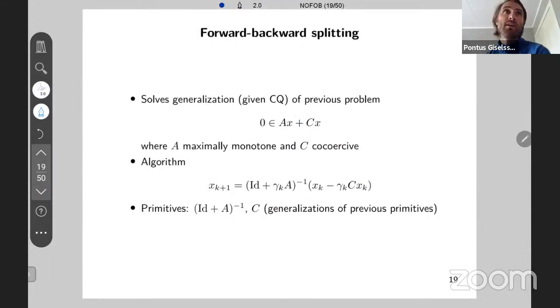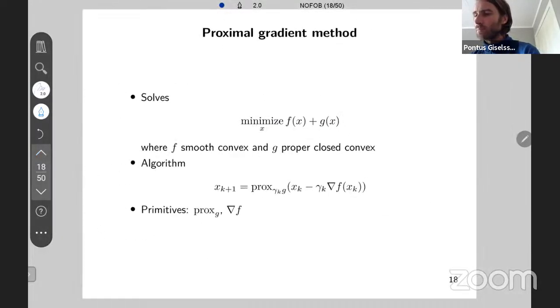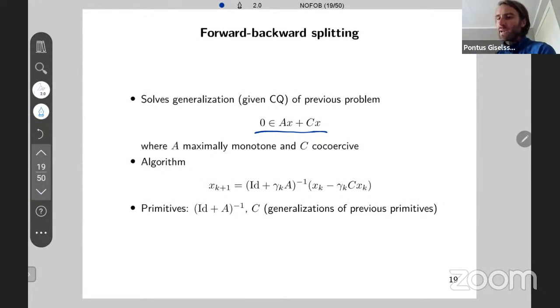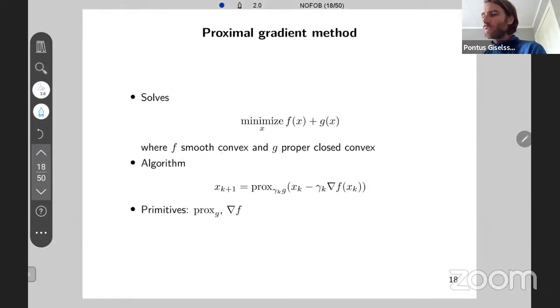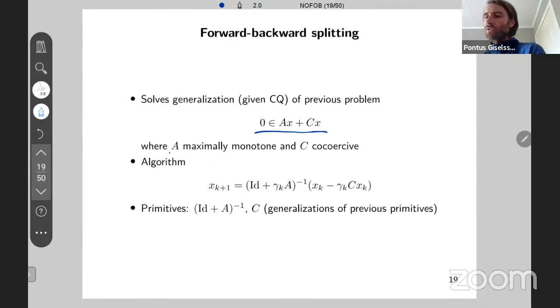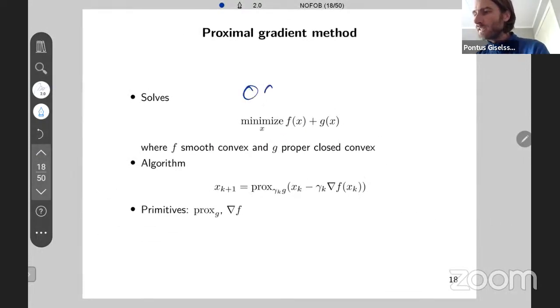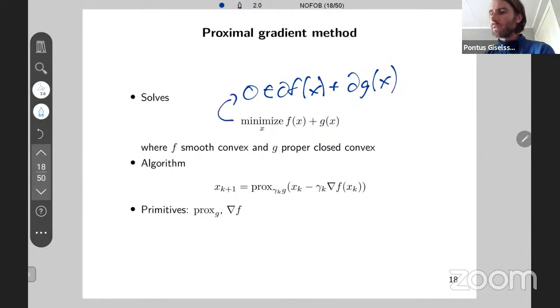And the more general method then is forward-backward splitting. So now we solve monotone inclusion problems. We have seen that the monotone inclusion problem that we had is a strict generalization of that problem. And the properties that we had, F smooth convex, G proper closed convex: the G part corresponds to A being maximally monotone, and F being smooth convex corresponds to the gradient of F being Lipschitz continuous, and since F is convex, it implies that the gradient is cocoercive. So this is also a direct generalization of the first, we go to this equivalent problem, and then we take the properties.